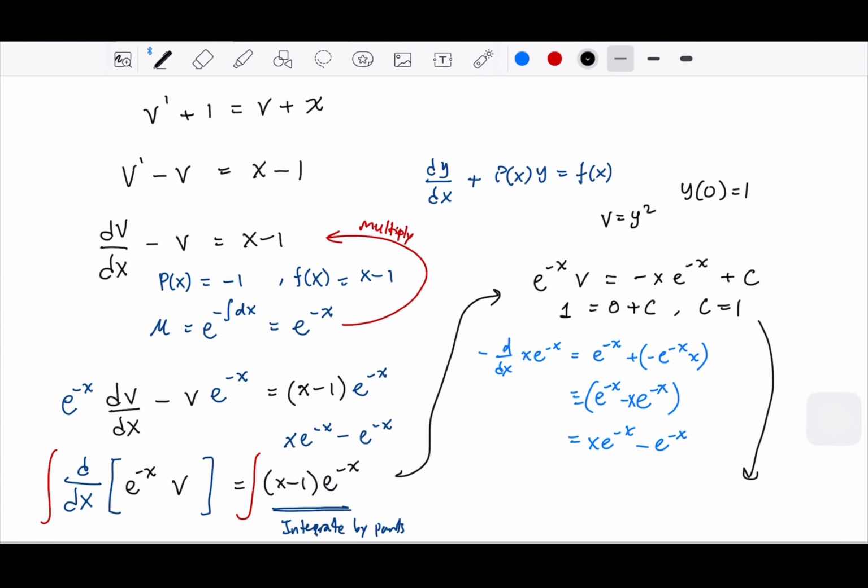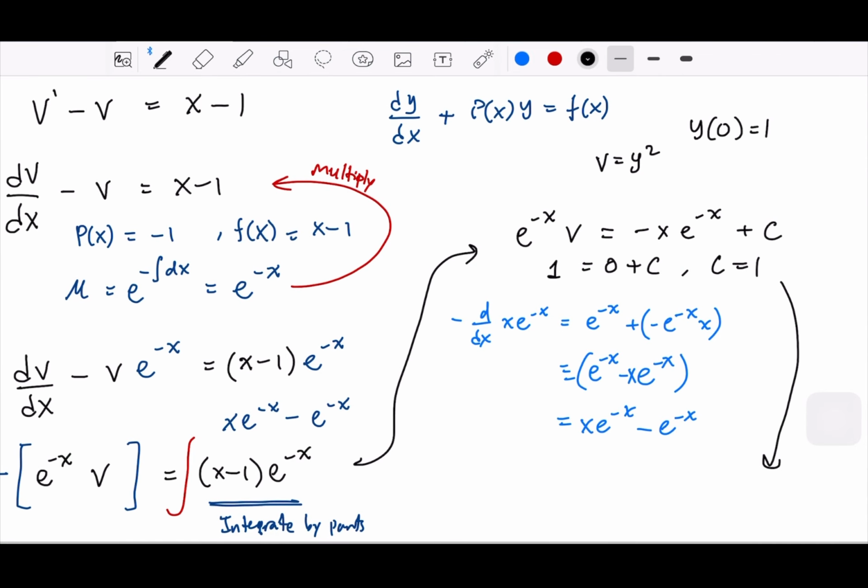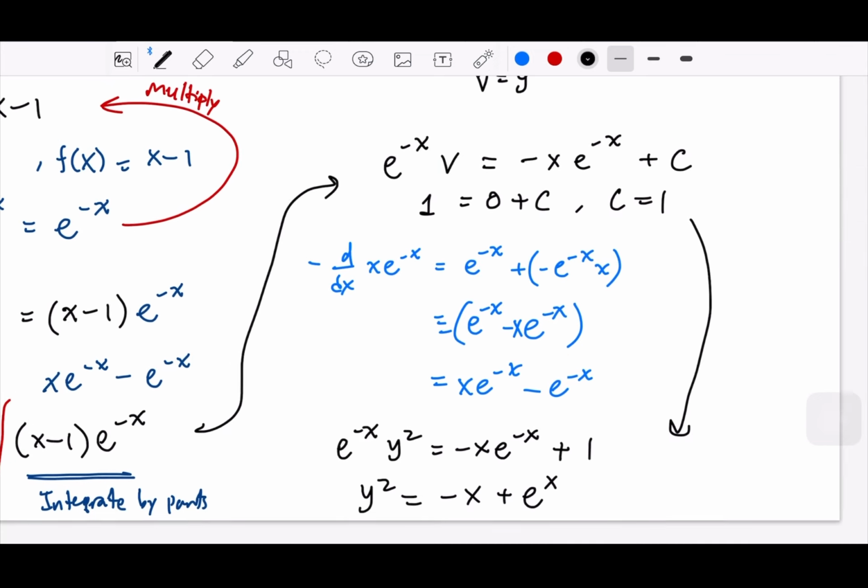Then we get y squared equals negative x e to the power negative x plus 1. Or if you would like, we can divide and it becomes y squared equals negative x plus e to the power x. Or if you would like to take the square root, I think that is also okay.